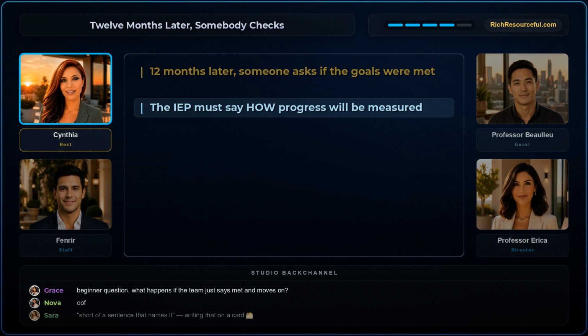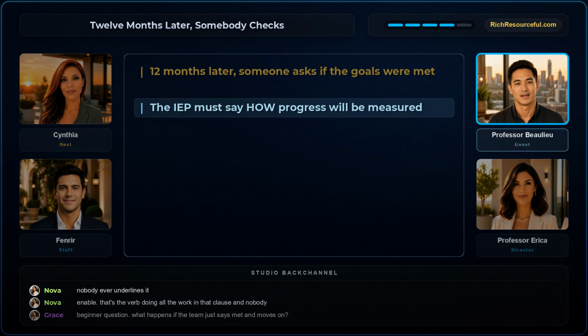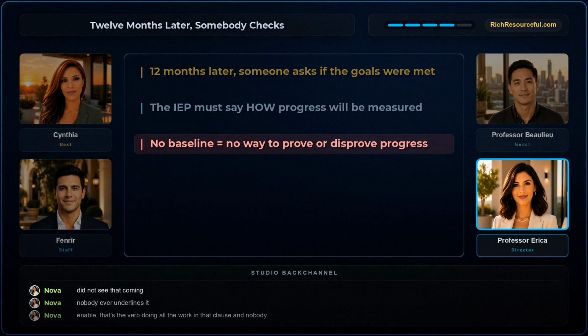The section after the goals asks a question most teams answer in one word. How will progress toward that goal be measured? Teacher observation, usually. Not illegal, just unfalsifiable, and a measurement that can't fail isn't a measurement. No baseline, no proof, in either direction. Both directions is the part people miss. It doesn't only stop you proving growth. It stops you proving she didn't grow, and that's the finding that changes services.